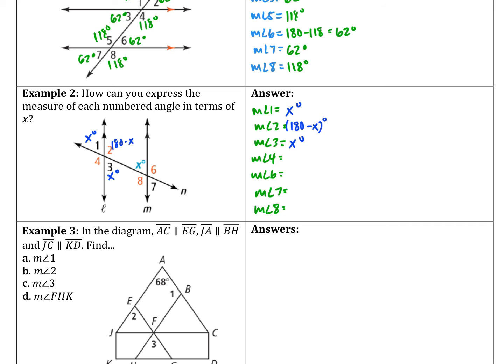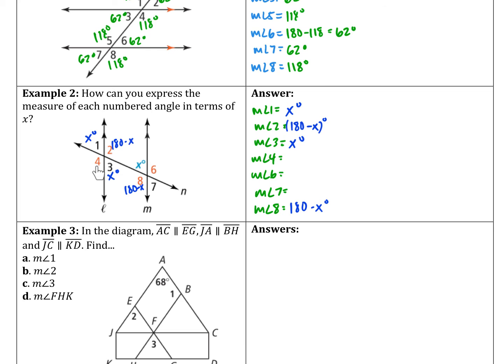180 minus x. Now what about angle, let's look at angle 8. I know that angle 8 and angle 2 should be the same because they're alternate interiors. So if angle 2 says 180 minus x, then I can look at angle 8 and say that it is 180 minus x. So let's put that on the picture, 180 minus x there.